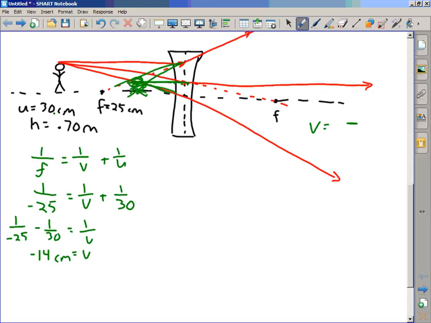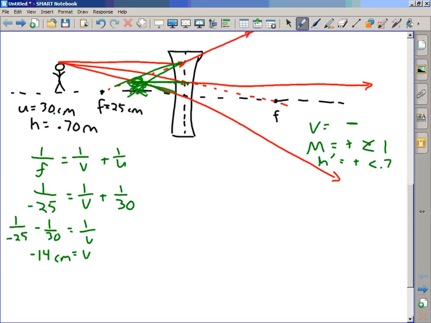By the way, let's go ahead and get these predictions now. Magnification, positive or negative? Should be positive. This is an upright image. Greater or less than 1? It should be something smaller than 1. So it's a positive number, less than 1. How about h prime, positive or negative? It should be positive too. And it's something smaller, so h prime should be smaller than 0.7. Just a few predictions we can put down here.